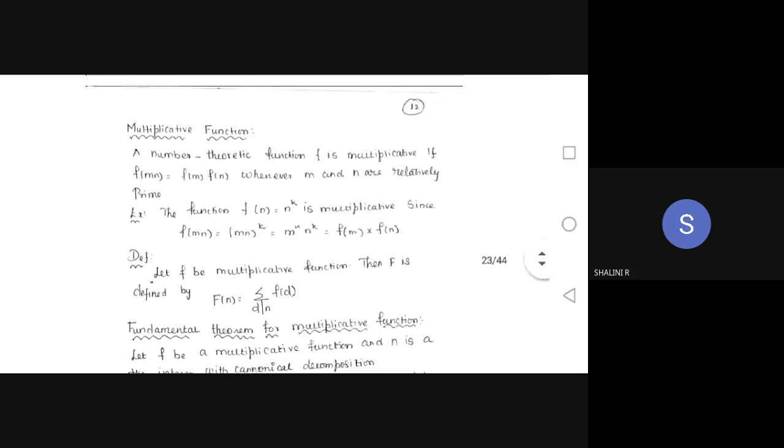Then we discussed the definition of a multiplicative function. A number theoretic function f is multiplicative if f of mn is equal to f of m into f of n whenever m and n are relatively prime.